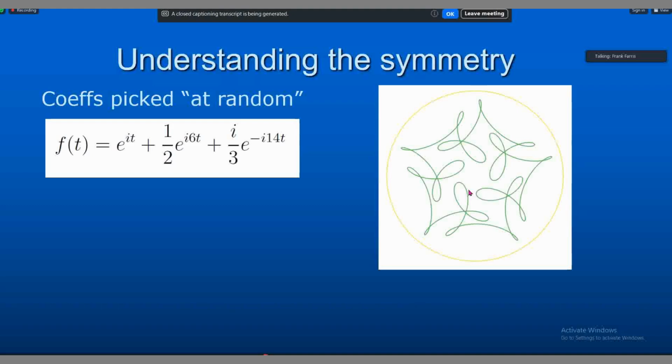So think of this as something that I picked at random. You figure you're going to have e to the it because it's right in the middle. And then let's have half of the next thing. And I don't know, I picked 6. And then I turned it by putting in that i. That has the effect of turning this wheel. And I divided it by 3 to make it smaller. And I don't know, minus 14 seemed pretty random to me. So that formula gives this curve.